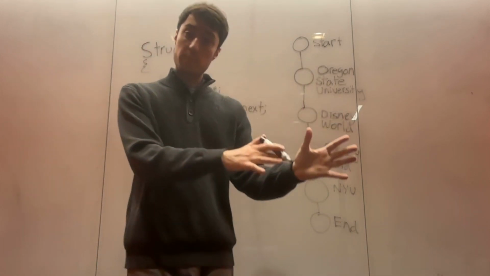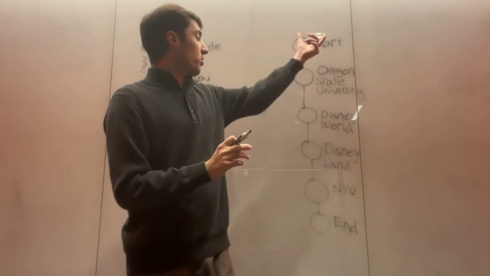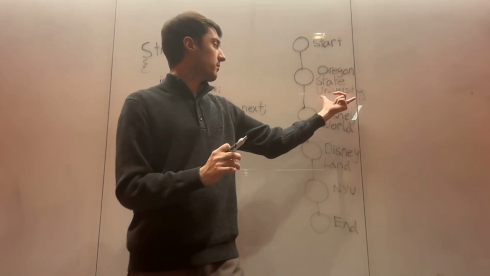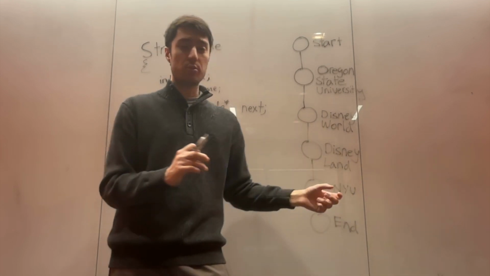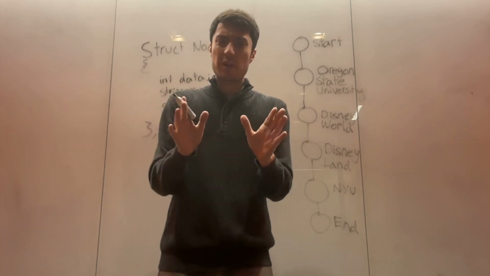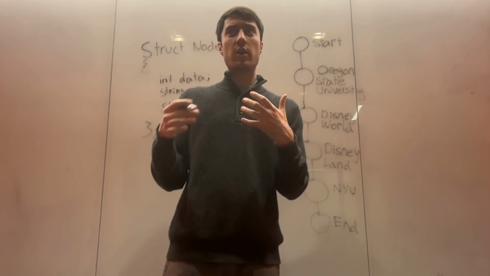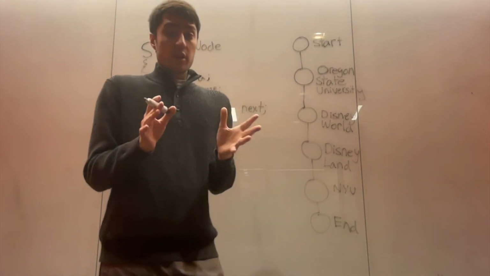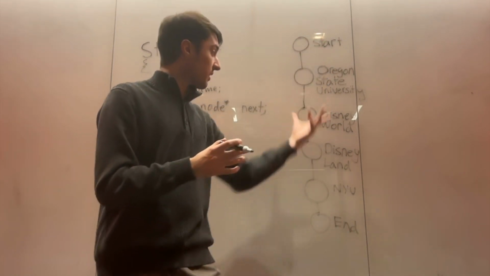So now let's go back to the linked list. It's very similar. You're going to have this general structure, but the actual data, so Oregon State, Disney World, Disneyland, NYU, etc., is what you're storing. That's why it's called a data structure. You're storing data, and the point is you want a method by which you are able to access that data. So you're going to store your data in this kind of structure.